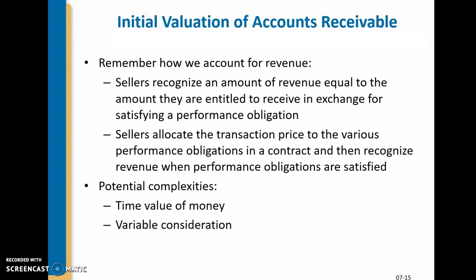Contracts can include some aspect of variable consideration that must be estimated when determining the transaction price and therefore the amount of the receivable. In particular, contracts can allow sales discounts as well as sales returns and allowances. Let's discuss those complexities in turn. First, we'll talk about sales discounts.